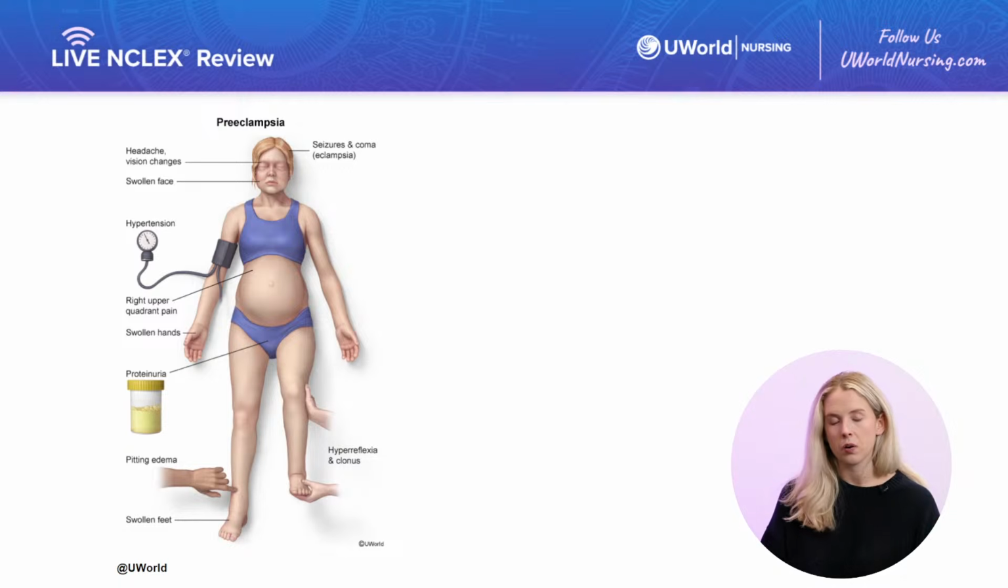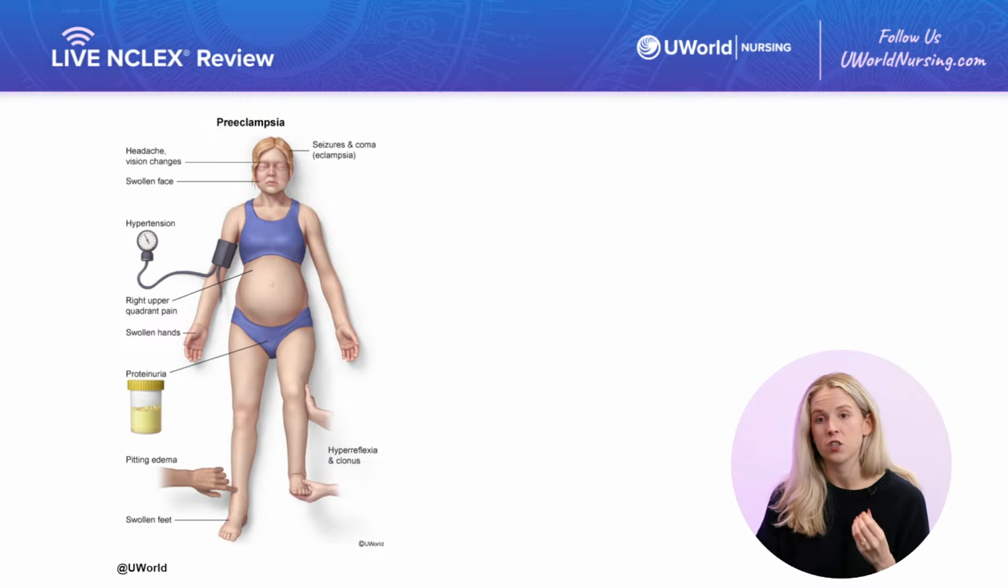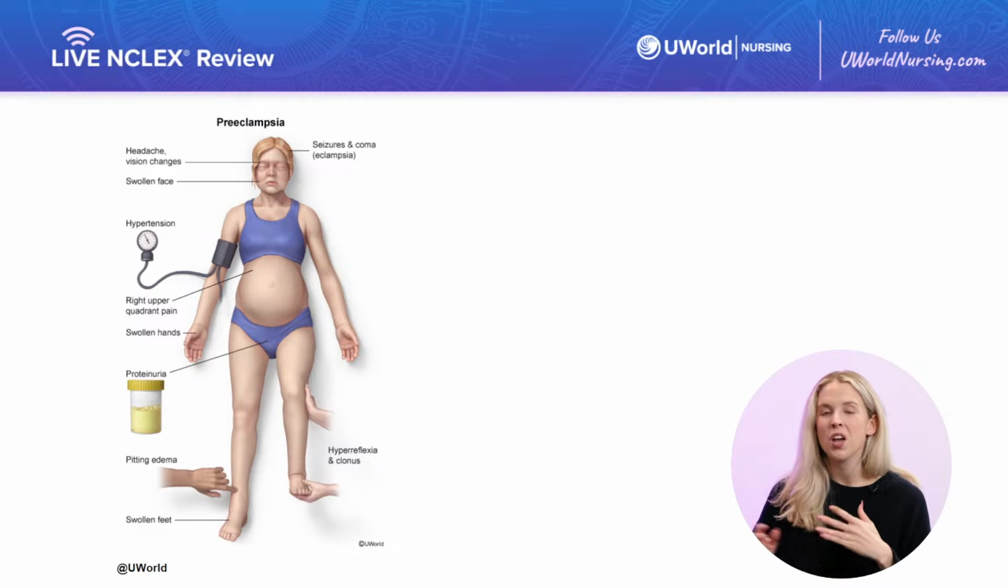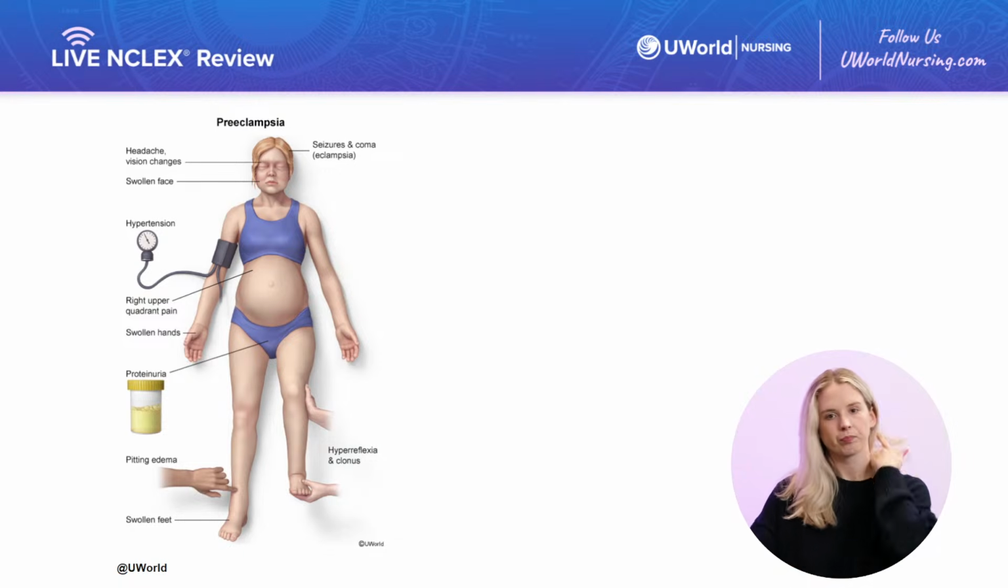So this betamethasone or steroid shot is given via IM or intramuscular injection to the maternal client. Now, ideally, we're going to give this in 2 doses that are 24 hours apart, but sometimes preeclampsia progresses so quickly that we don't have a full 24 hours to wait. In this case, the provider may put an order for 12 hours apart, 6 hours apart, really whatever time allows.